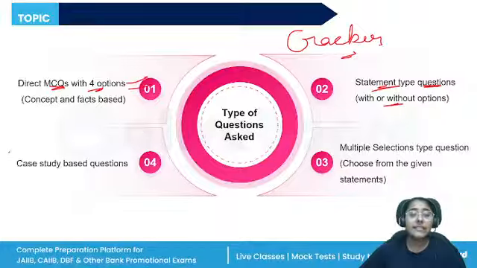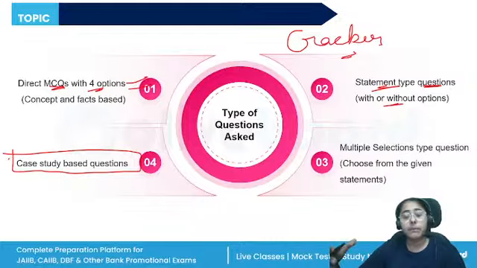Then case study based questions are very important. Case study based questions are very, very important. For example, if we are talking about the right to information, so applicability, or if we are talking about the maintenance of non-maintainable complaints, or what is the procedure or disposal of request, there the institute can form a case study. All right. And then multiple selection type questions where you need to choose from the given statements.